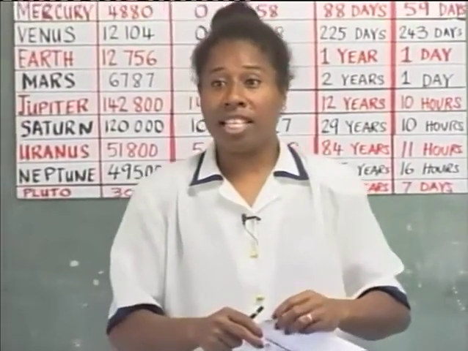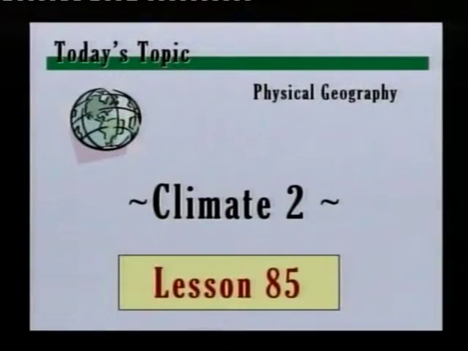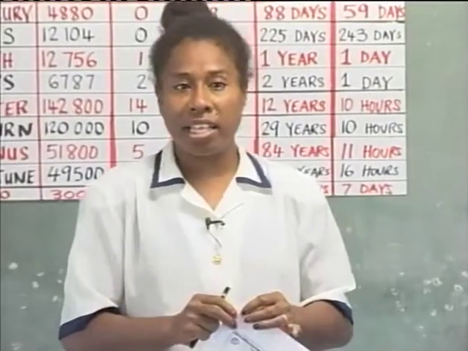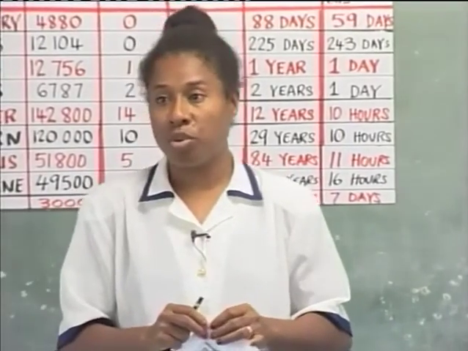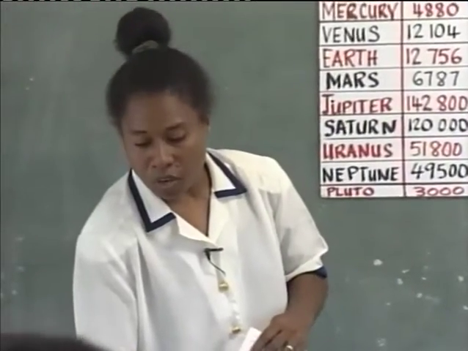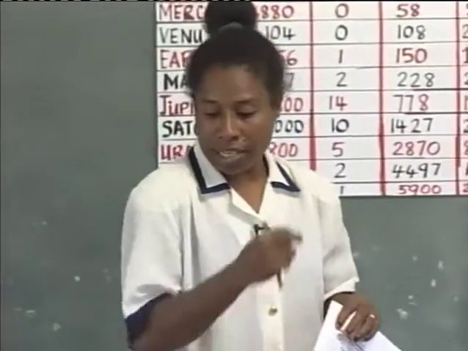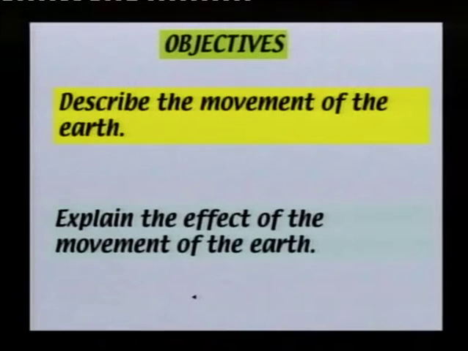Okay, we have actually started on the next booklet, and that is to do with the introduction of climate. From our last lesson, we generally looked at some of the important lines of latitude, and the reason why it is important for us to look at those lines is because they have to do with the distribution of climate. To recap very quickly on what we are going to do for the lesson, we're going to do two objectives: one, to describe the movement of the Earth, and two, to explain the effect of those movements of the Earth.